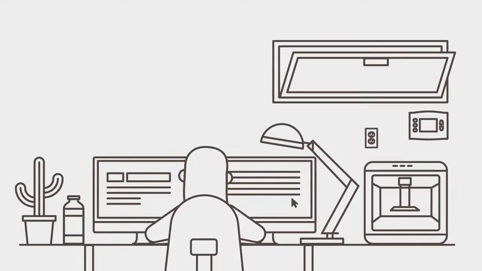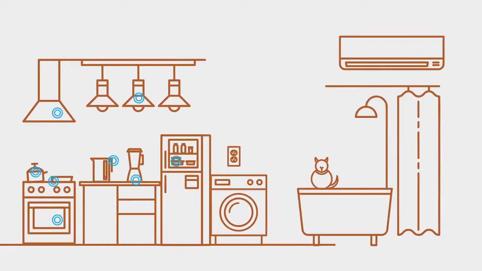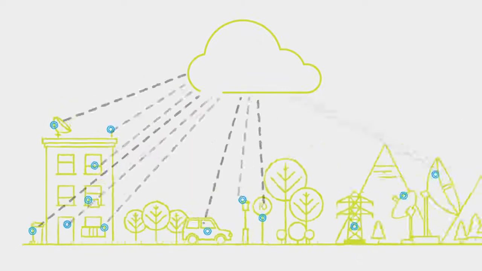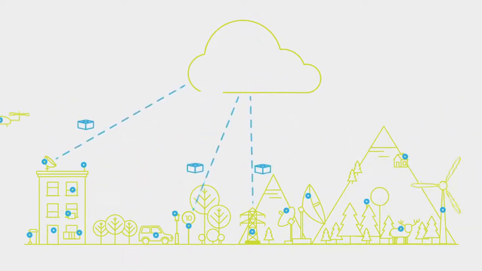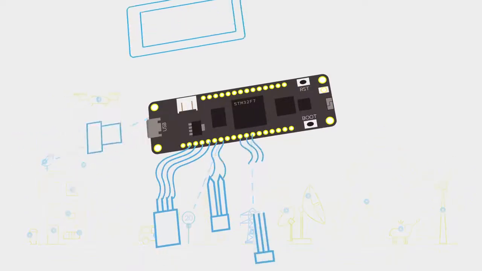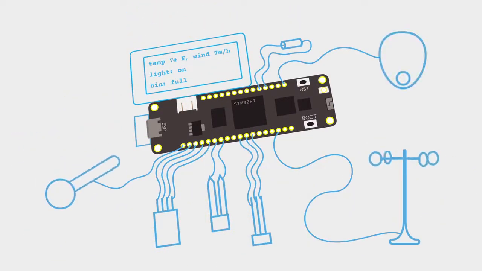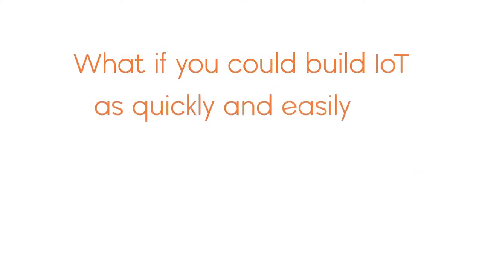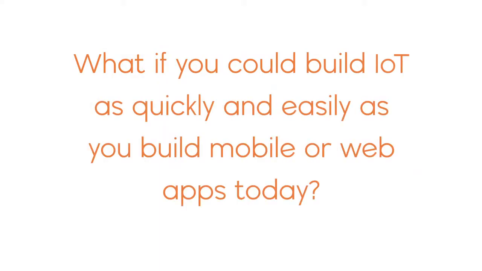Hey developers, what if you could put full .NET Standard 2 apps into just about everything and collect data from them everywhere? Then update all of them anytime you wanted over the air. What if you could develop those connected things from off-the-shelf components in a plug-and-play way? What if you could build IoT as quickly and easily as you build mobile or web apps today?